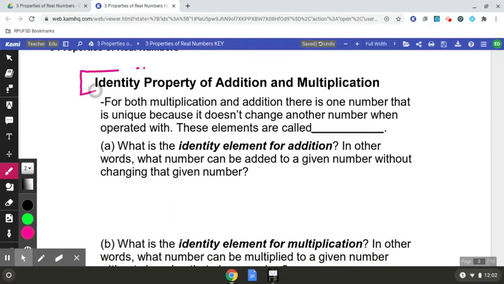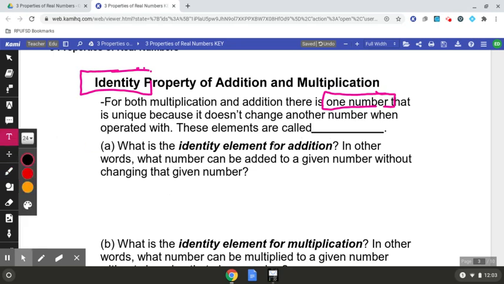And I always think of identity as who you are, right? You can cut your hair, you could dye your hair, you could wear different clothes one day, but you're still you. Like I could cut my hair really short. I'm still Mrs. DeCristo. I'm not going to change who I am. It's my identity. So the identity property of addition and multiplication says that for both multiplication and addition, there's only one number that I could take, and it's not going to change the number I started with. So these elements are called identities.